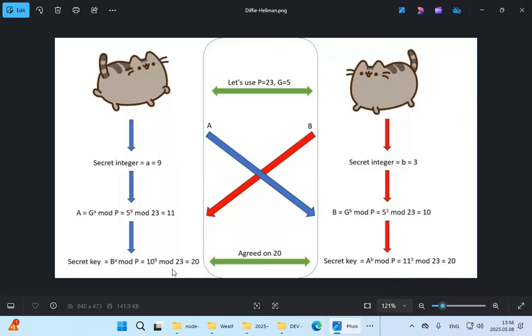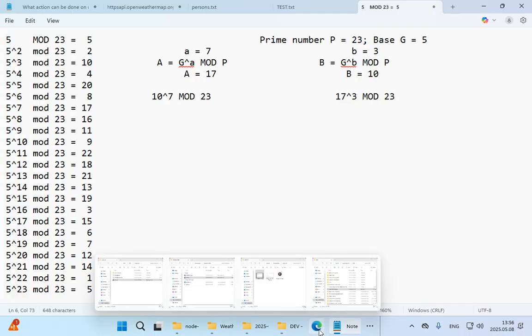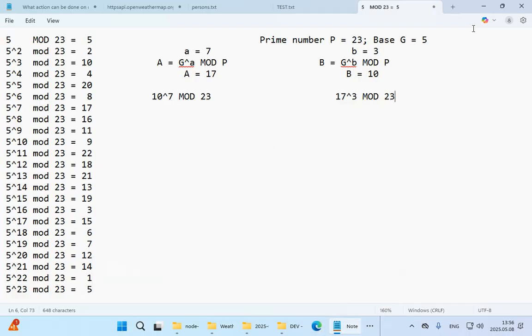So what we do, let us try to see. Now Alice received which number? Alice received 10. Yeah. So Alice will compute 10 to the power of our secret integer, 7, mod 23. And Bob will receive 17, but it will be to the power of 3 mod 23. Let us check the calculator.